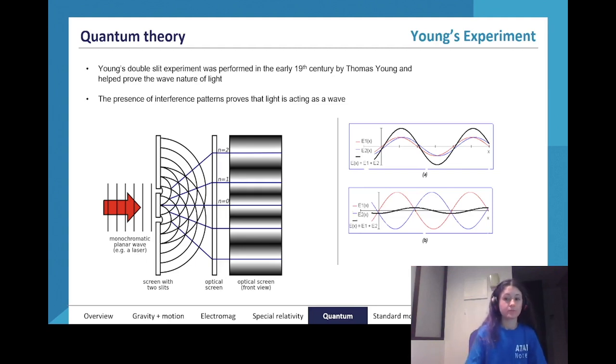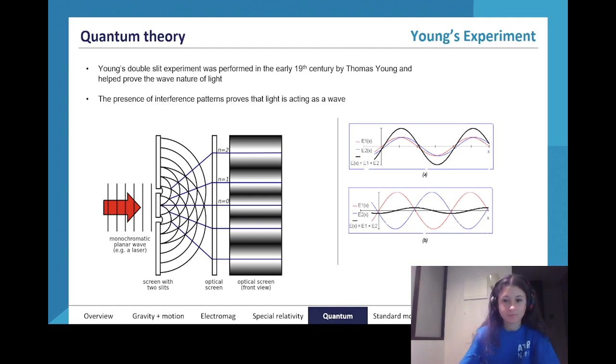Getting into Young's experiment. Young's double slit experiment was performed in the early 19th century by Thomas Young, and it helped to prove the wave model of light. How it did that is it showed the presence of interference patterns, proving that light acts as a wave.